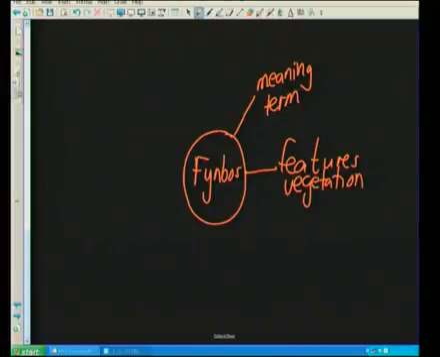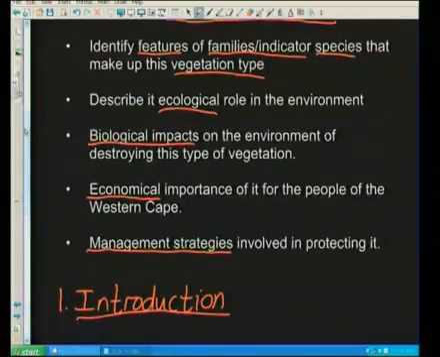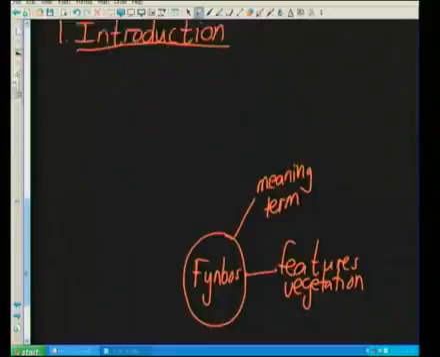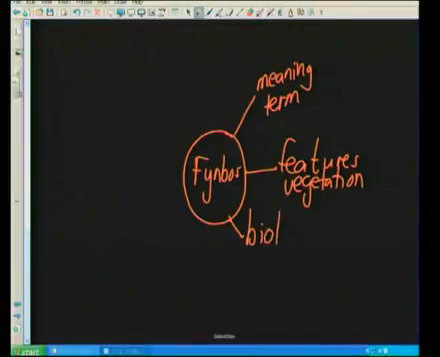Right, the next point. Sorry, keep on going back. It's important, I think, to go back to your question each time. So when you do your planning, your planning will actually help you to answer the correct question. So it's important to keep on going back. Right, biological impact on the environment of destroying. So what will happen if they destroy this vegetation? What will happen? What impact will it have on the biological part, which means our living plants, our living animals? So the next point you have to discuss is the biological impact.